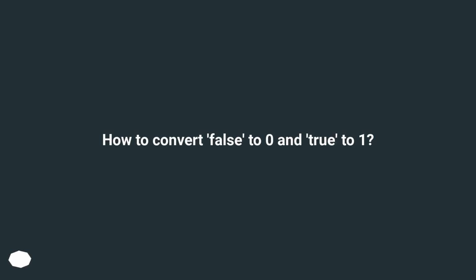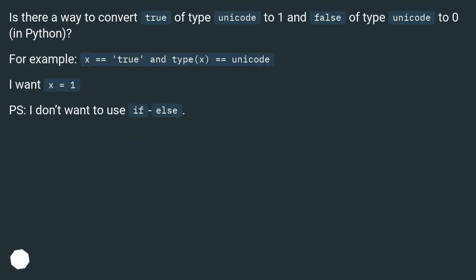How to convert false to 0 and true to 1? Is there a way to convert true of type Unicode to 1 and false of type Unicode to 0 in Python? For example, x equals true and type x equals Unicode. I want x equals 1. PS, I don't want to use if else.